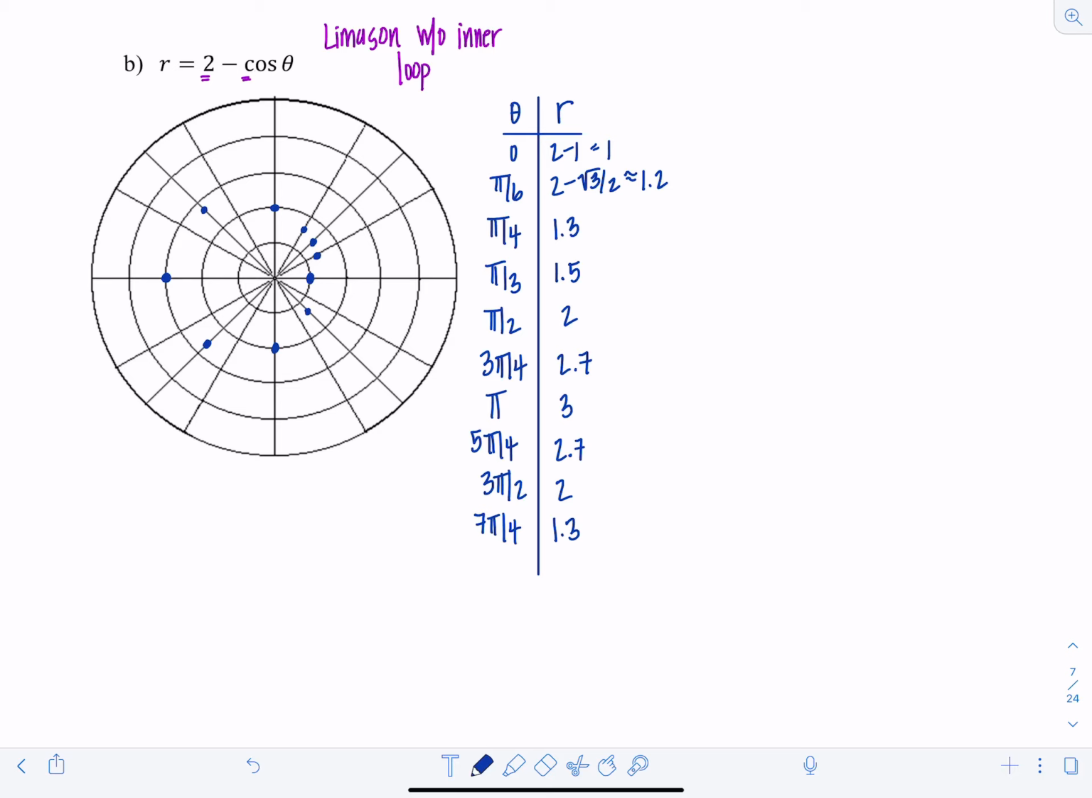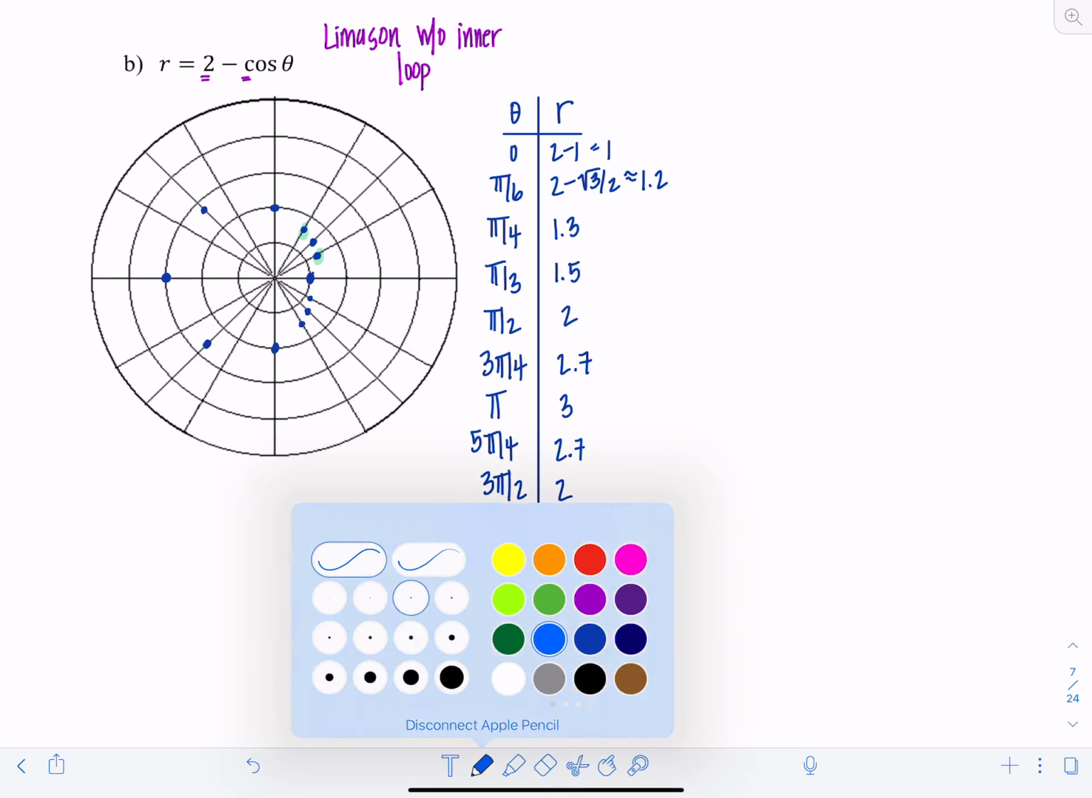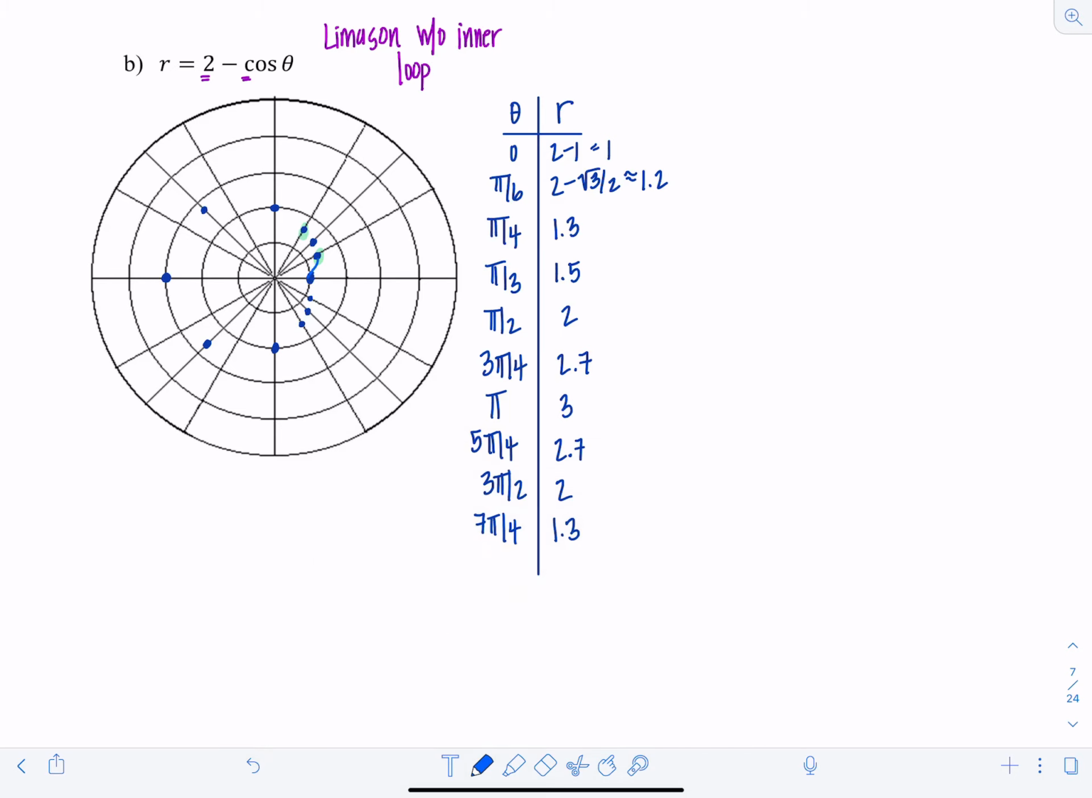Okay, and then again, like before, if you want to reflect a few here over on the other side, you can do that. So remember that first one was 1.2. That's 1.3, and then 1.5. So if you want to have a nice little mirror image, you can. I'm going to actually outline it in a different color so you can still see all the points.